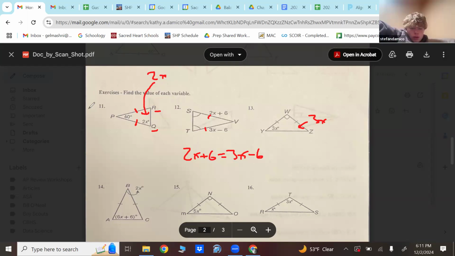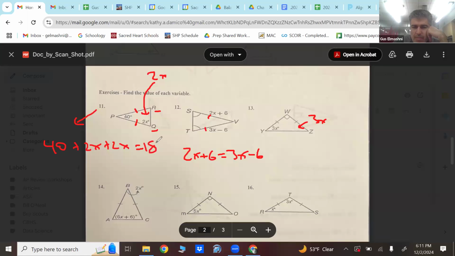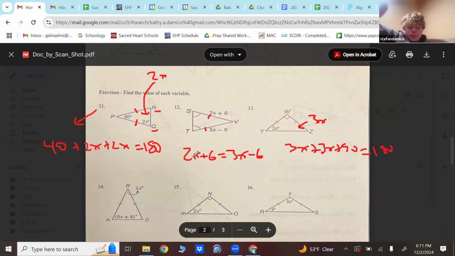So let's look at 11. How do you construct an equation with all the angles? You have 40, 2x, and 2x. You've got three angles, right? What do all of them have to add up to? 180. Perfect. And then I trust you could solve this. I'm not worried about that because I've seen you solve those before. Likewise here, you do 3x plus 3x plus 90 equals 180, and then you solve for x.